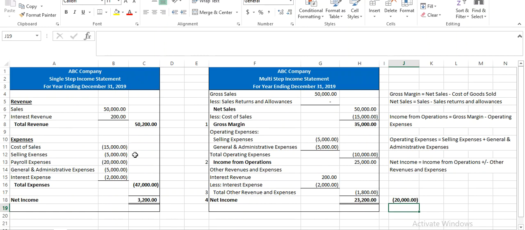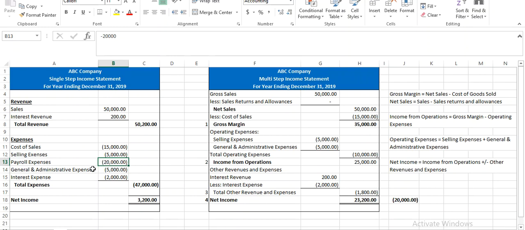We have selling expenses 5,000, general admin 5,000. Then we have interest revenue came over at 200, interest expense came over at 2,000. So those numbers are correct. But now let's see. If we compare, we should see that we missed something. Payroll expenses was not included, and that's actually $20,000.